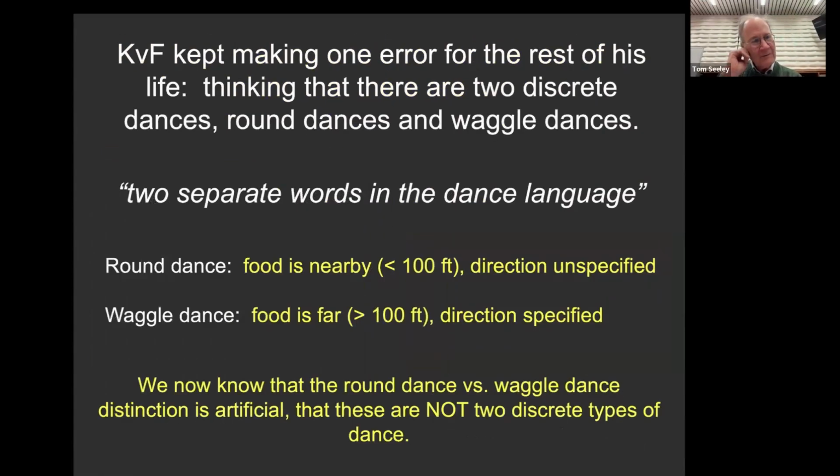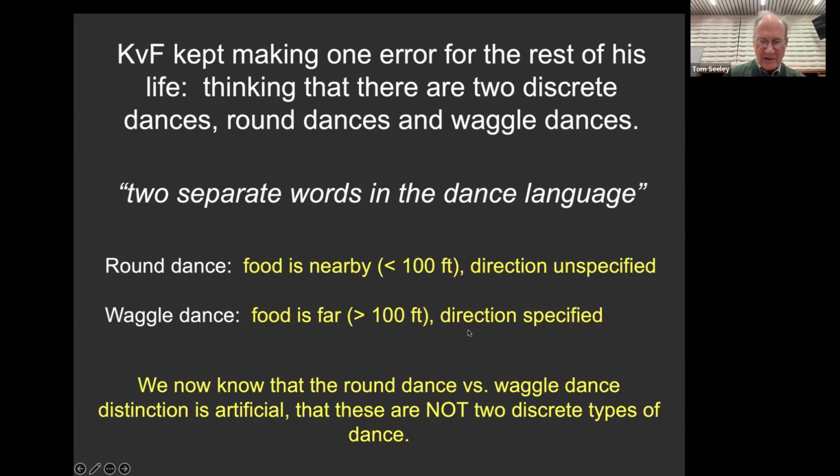But there was one mistake. There was one error that Karl von Frisch kept making for the rest of his life, and it has to do with the way he studied these dances. He kept making the mistake of thinking that there are two discrete dances, round dances and waggle dances. He even described these two forms as two separate words in the dance language. He thought they had distinct messages. He thought the round dance said, food is nearby, direction unspecified. The waggle dance says, food is far, direction specified.